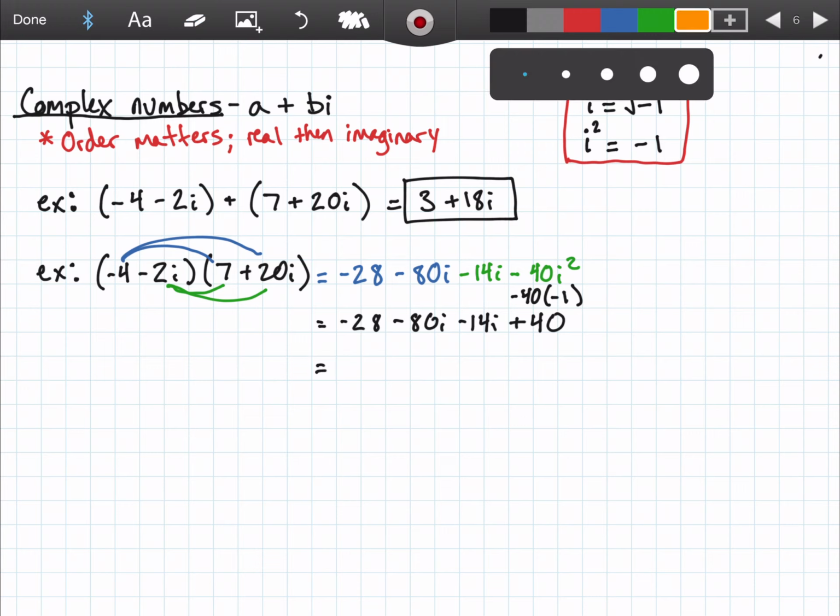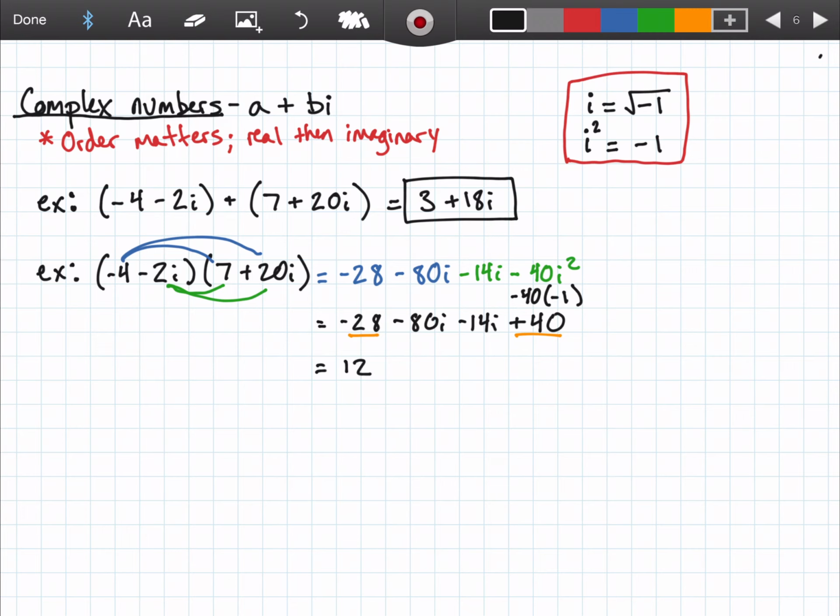-28 plus 40. Get 12. And then -80 minus 14 is -94i. And, we could go over dividing and whatnot, but as the person who wrote the test, I decided to spare you. So as long as you can do those with complex numbers, you should be golden.